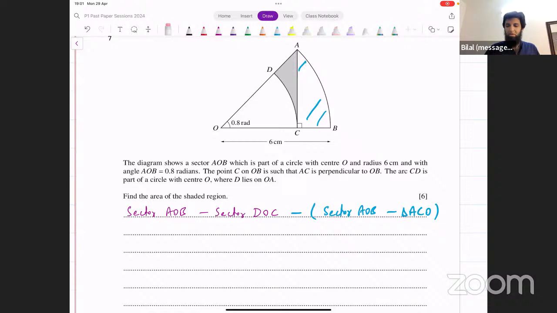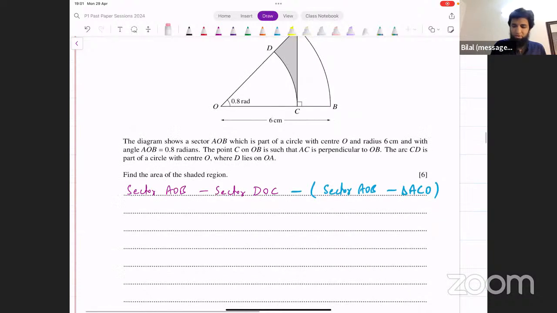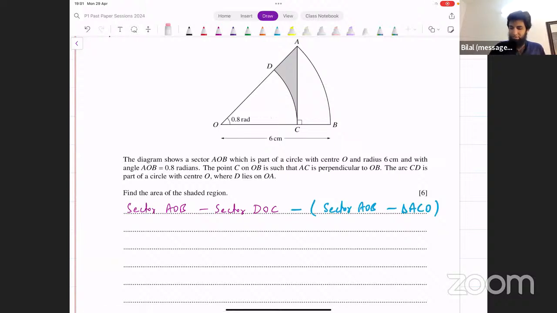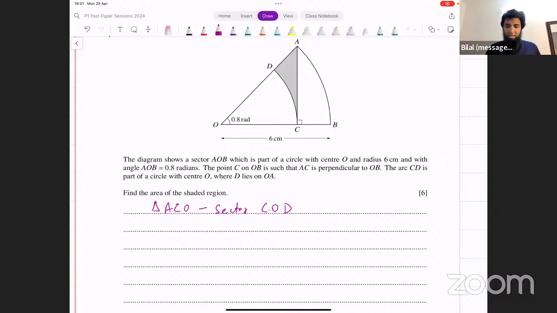Now, in fact, it's much quicker to do it something like this. I think this is a bit too complicated, because eventually when things get subtracted, you end up with triangle ACO minus the sector COD. Finding that area is going to be relatively straightforward. The main problem is going to be finding any unknown lengths.